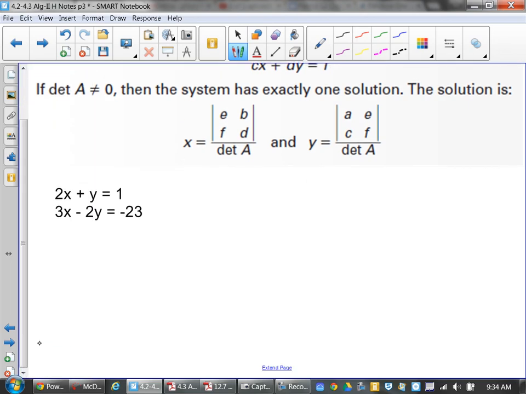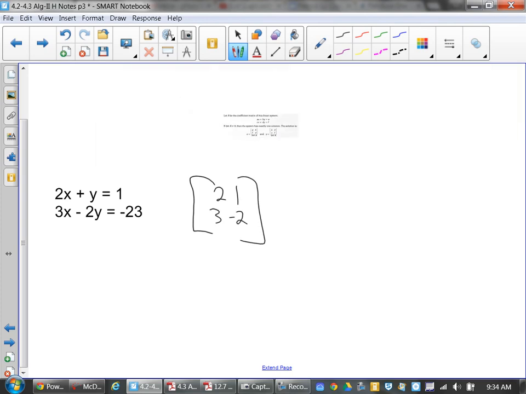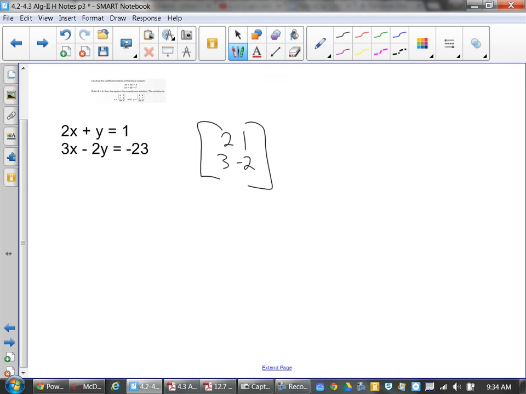So like I said, we have this matrix, which was 2, 1, 3, -2. Now, using Cramer's rule says find the determinant of your coefficient matrix. So find the determinant of this right away. That's easy. -4 - 3. Okay with that? So the first step you do is you find the determinant of your coefficient matrix. Now, your two solutions you have are 1 and -23.